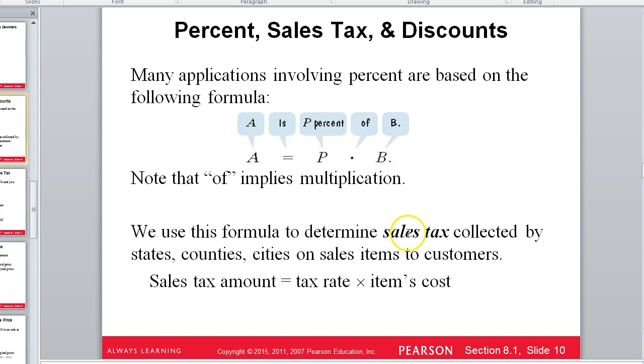Okay, so we use this formula to determine sales tax, like the tax equals the tax rate times the amount of things that you purchased, right down here. So tax amount is the tax rate times the item's cost. We use it for a lot of different things. We're going to use it for discounts in a little bit. Tips, like if you're going to tip your waitress at a restaurant, that is a common thing in your tip percentage, like 10%, 15%, 20% are our common tip rates.